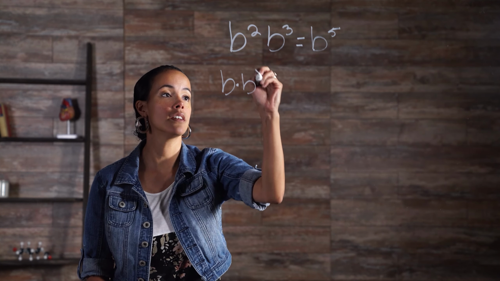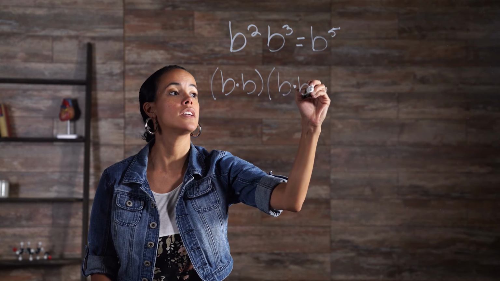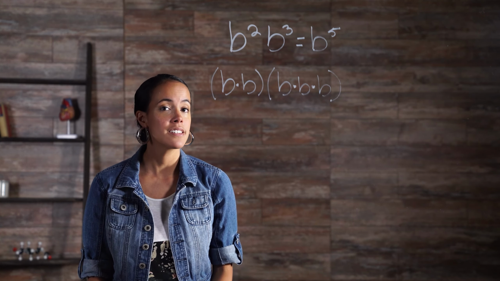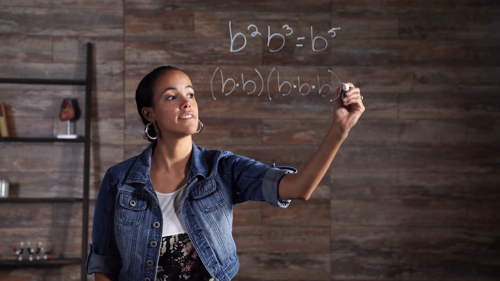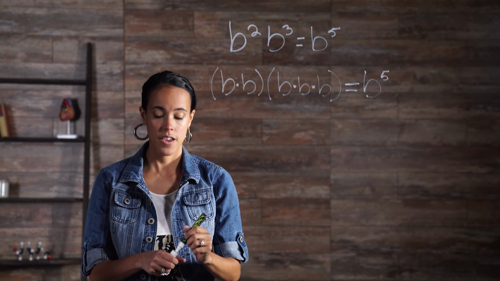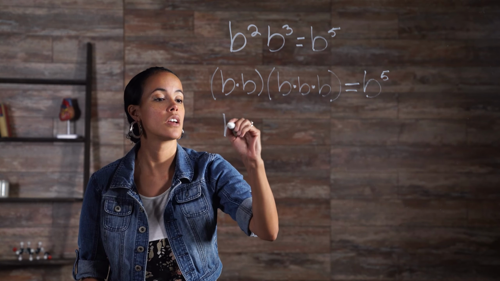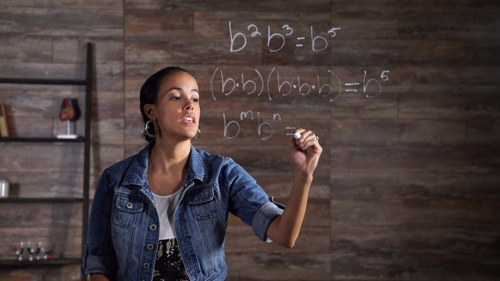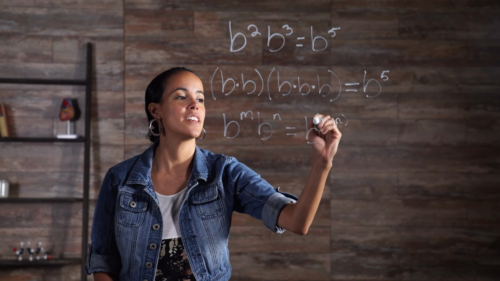b times b times b times b times b. Counting up the bases of b that are being multiplied results in 1, 2, 3, 4, 5: b to the fifth. Therefore, the general form of the product of powers rule is b to the m times b to the n equals b to the m plus n.